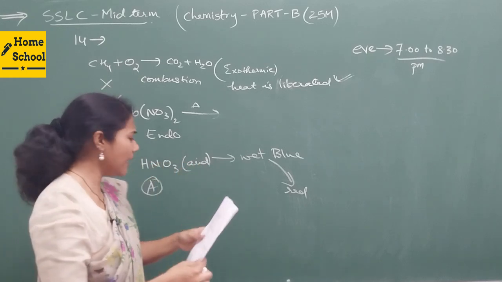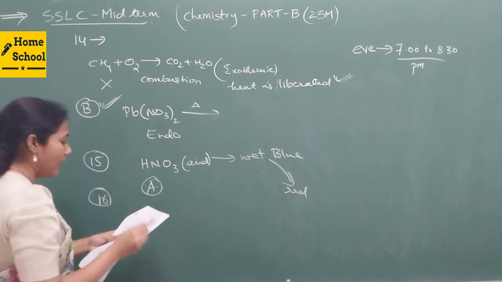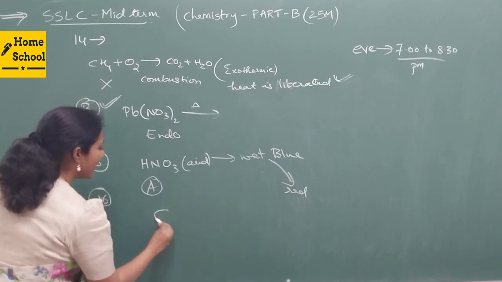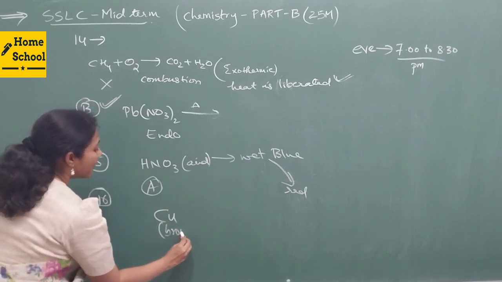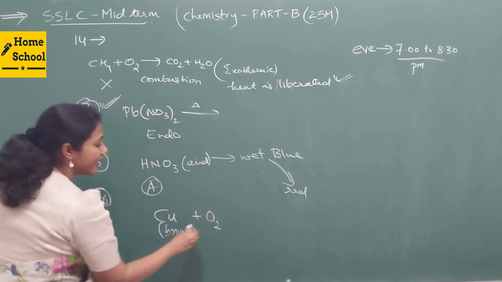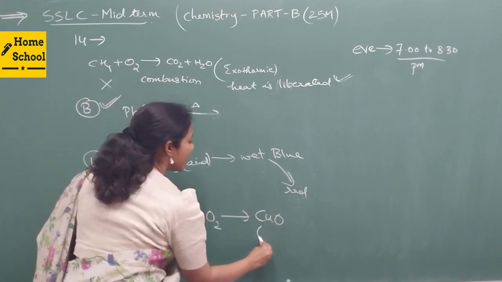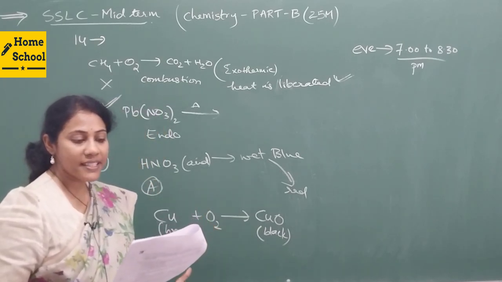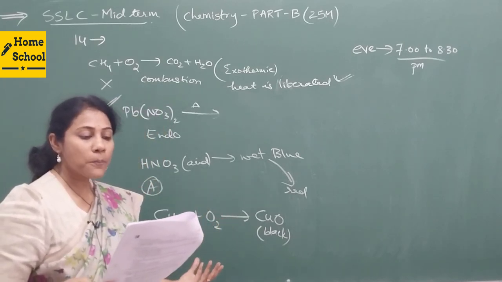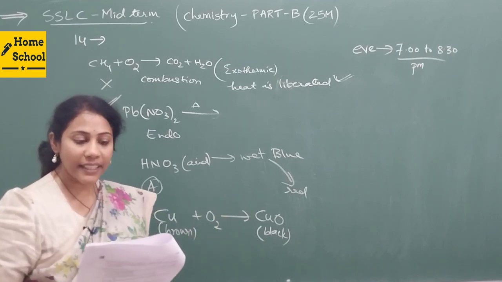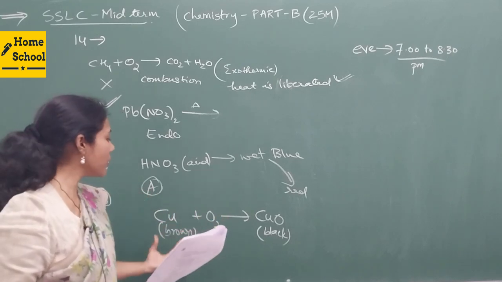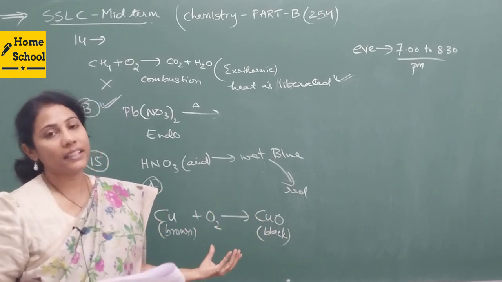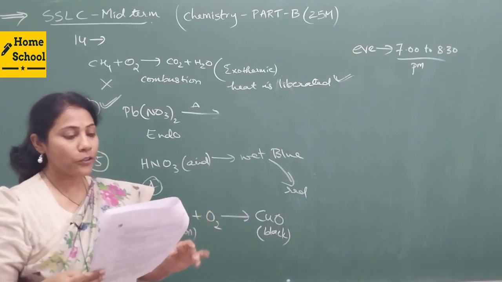Now coming to the 16th question, guys. On heating, the copper powder becomes black. We have learned the equation: copper, which is brown in color, on heating reacts with oxygen and you will get copper oxide, which is black in color, right? So this is an oxidation reaction, no doubt in this. So what is the option? You will go for option C. Oxidation is happening with copper, so copper oxide is formed, and copper oxide is black in color. So these are the MCQ questions, guys.